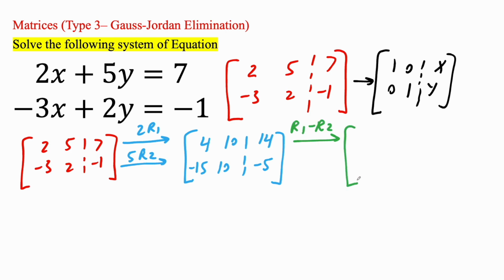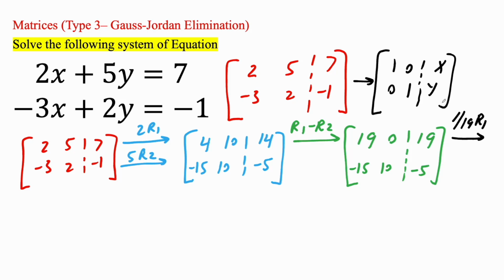And so what we're going to get is 4 minus 15 will give us 19. Likewise, 10 minus 10 is 0. That's what we wanted. Dash, dash, dash. 14 minus 5 will give us 19. And then this row remains the same. So -15, 10, and -5. Now if you notice, I got a 0 here, but this isn't 1. So that's going to be easy to do. I can multiply this entire row by 1 over 19, and I'll then be able to get 1.